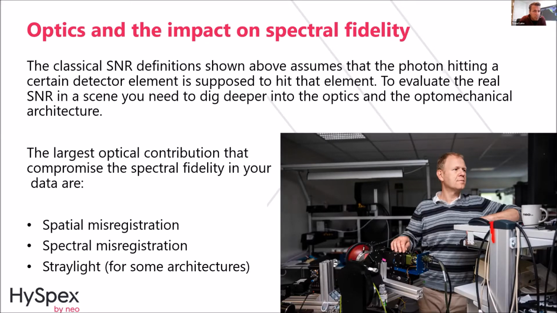Classical SNR definitions shown above assume that the photon hitting a certain detector element is supposed to be hitting that element. To evaluate the real SNR in a scene, you need to dig deeper into the optics and the optomechanical architecture. So the largest optical contributions that compromise spectral fidelity in your data are spectral misregistration, spatial misregistration, and stray light. For some architectures, you have a lot of stray light.